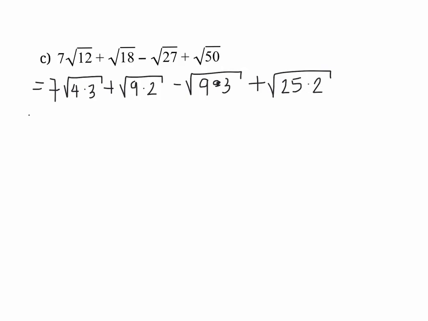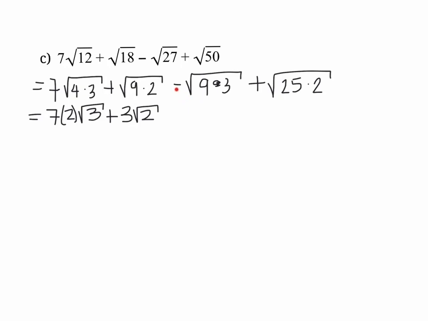So let's keep simplifying and see if something magical can happen. So I'm going to leave this 7 as 7. This root 4 is just going to be the same thing as 2. And then root 3, I'm just going to leave as root 3. Can't get more simple than root 3. And then plus, we got the root of 9. What is the square root of 9? That's just 3 times the root of 2. Can't do anything about the root of 2, so I'm going to leave it alone.